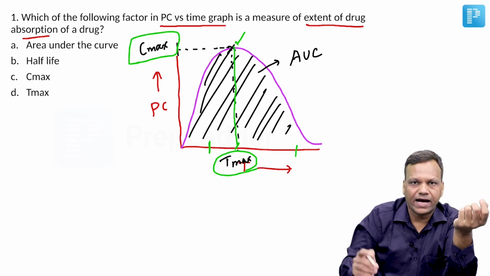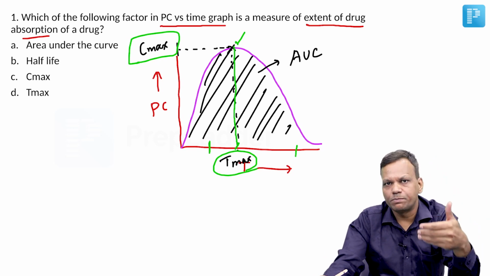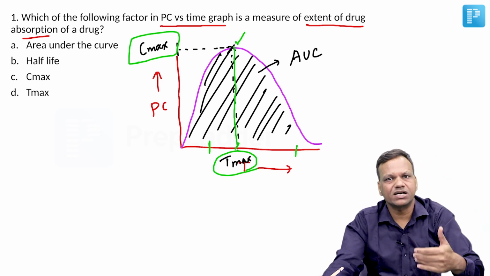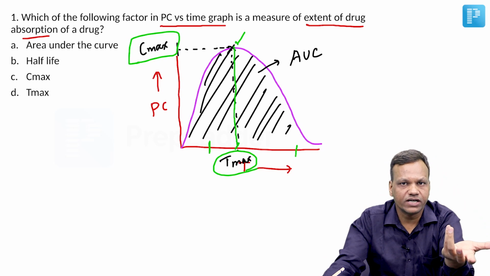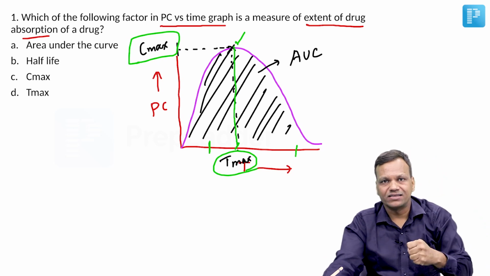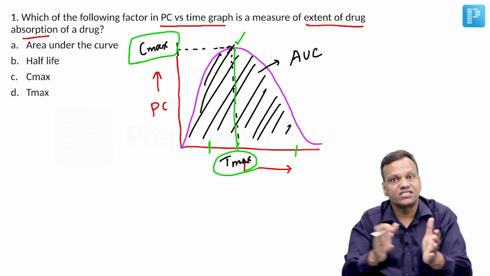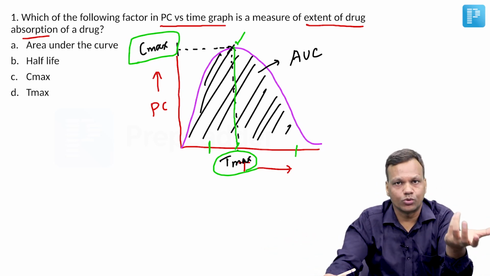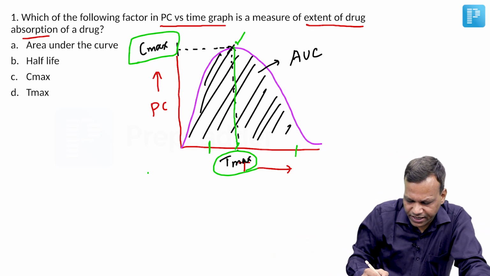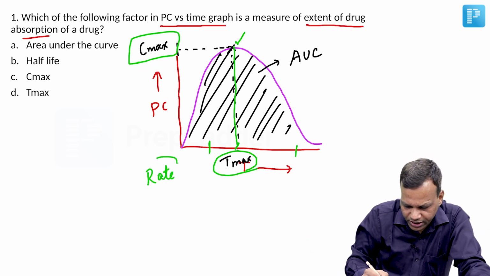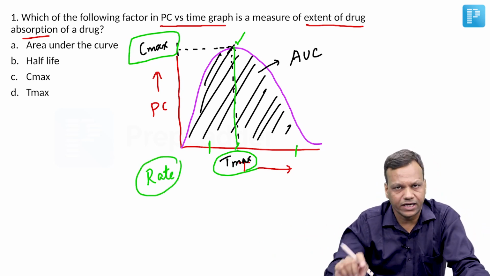And if we correlate that, the maximum concentration will produce maximum effect. So we can say Tmax tells the rate of onset of action of a drug. If Tmax is quicker, the drug will work quickly, that means we can use it in an emergency. But if the Tmax is longer, the drug will work slowly. So Tmax tells the rate of drug absorption. Read carefully, rate is told by Tmax.